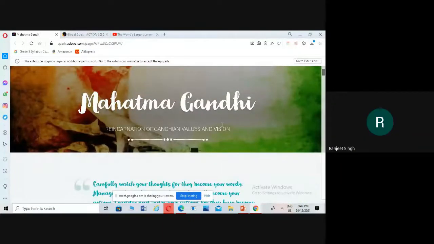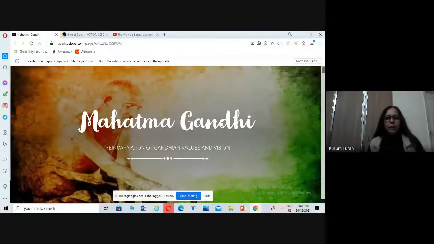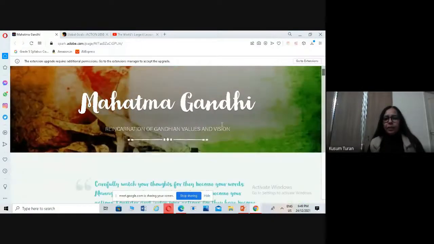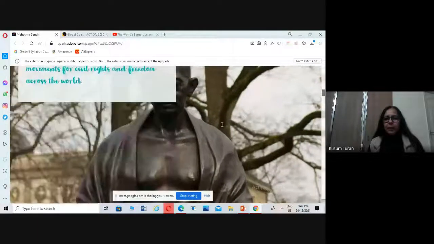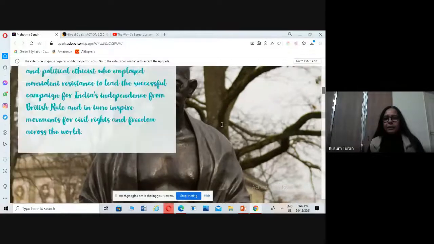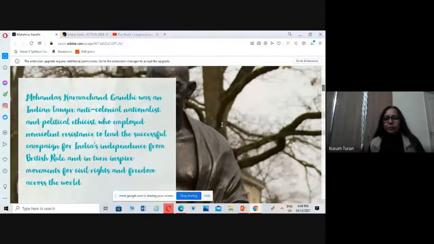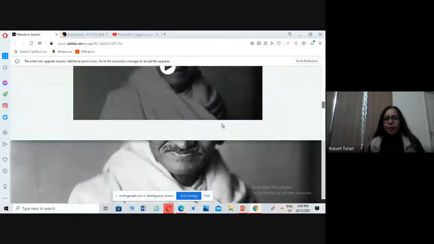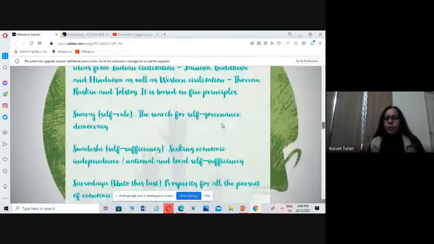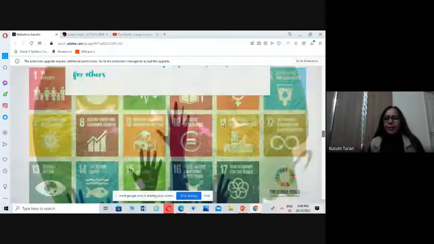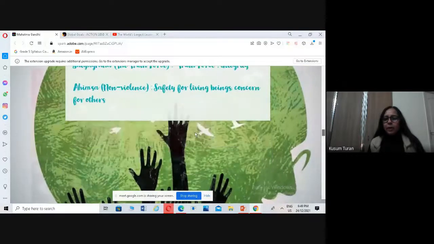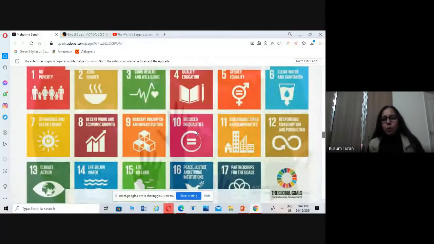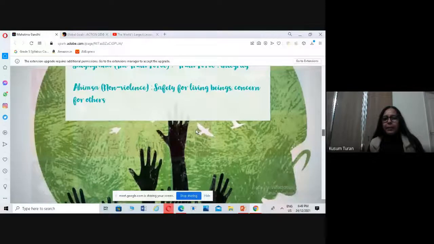Yes, ma'am. So this is a kind of linked web page, or Adobe Spark page, the child has developed on Mahatma Gandhi. So it's basically learning the values. It is getting back into the life of Mahatma Gandhi and learning some moral principles from there and associating them with today's 17 global goals. How these global goals were also visualized by Mahatma Gandhi ji, but in a little different way.